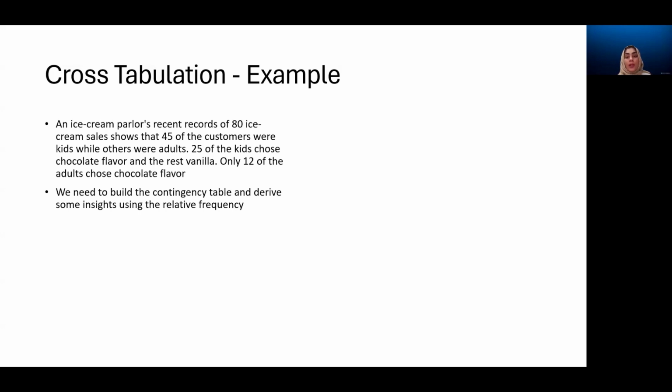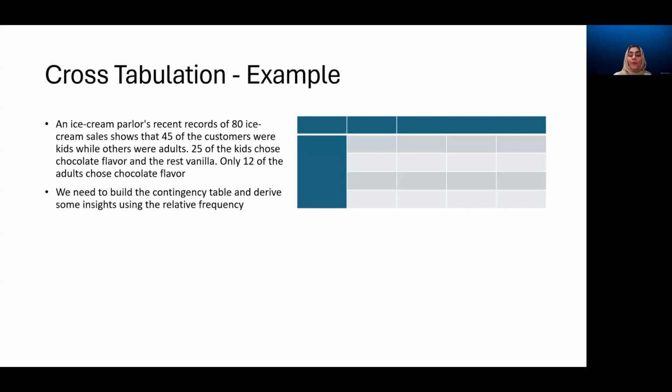Once again, I must clarify that contingency table is the same as cross tabulation. So here we are looking at two variables. One is the flavor of the ice cream, and the other one is age group. And we know that age group and flavor both have two categories. Age group has two possible values, kid and adult, whereas flavor has vanilla or chocolate. Now, from the data given to us, we're going to fill in these values in these cells.